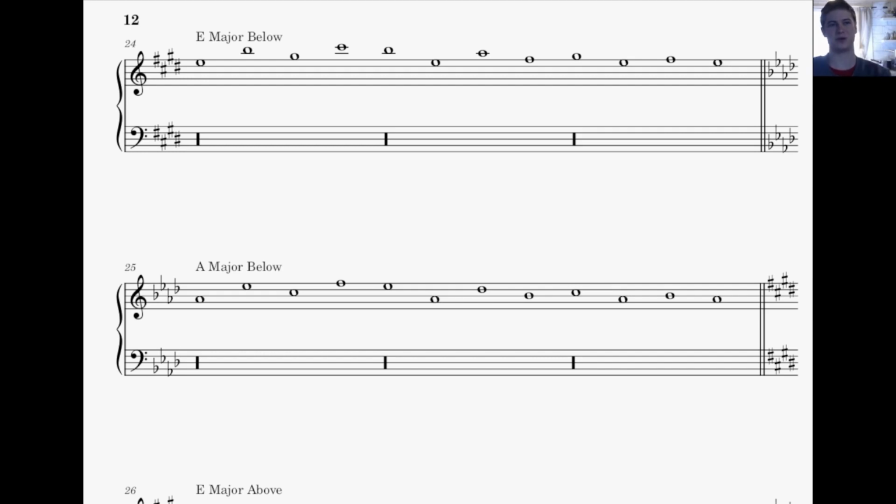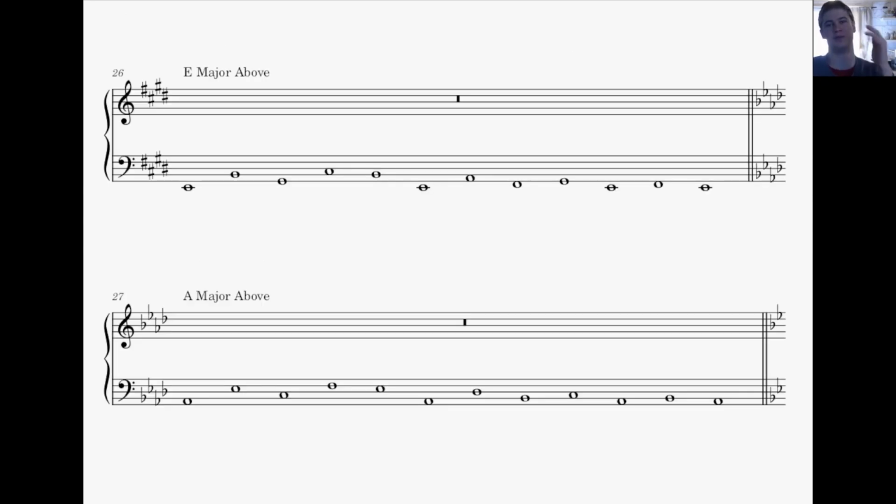But we have the Transposed Cantus Firmus by Mozart, and we have it in E major. We're going to write below it. And then we're also going to do A major and write below it. So it's just one of each. And then again, E major above and A major above. But now we're reading in the bass clef. And we're also going to be using some bigger intervals like some tenths and twelfths, or in other words, compound thirds and compound fifths.